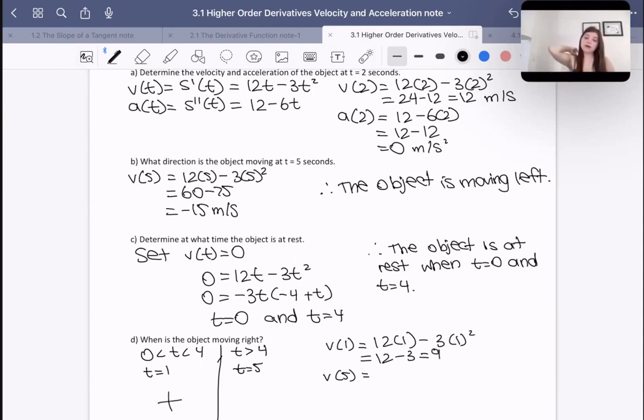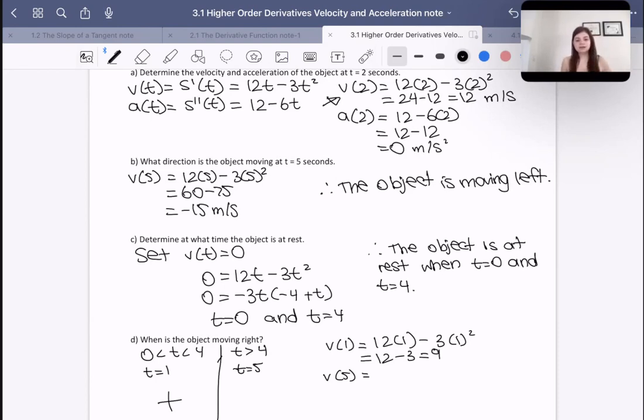The other thing I was noticing there just now as well is we already actually calculated v of 2, and v of 2 is also in the interval from 0 to 4. So we could even just say, oh, based on our previous work, we got a positive answer there as well. And so therefore, it would be moving right in that part of our question.